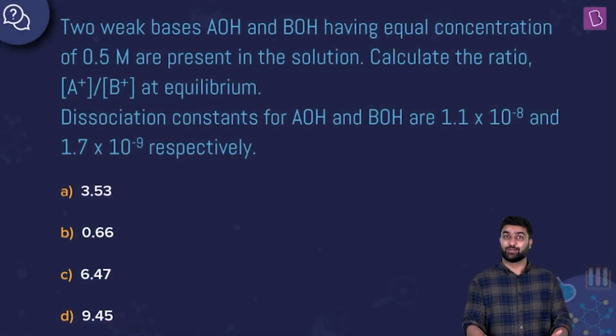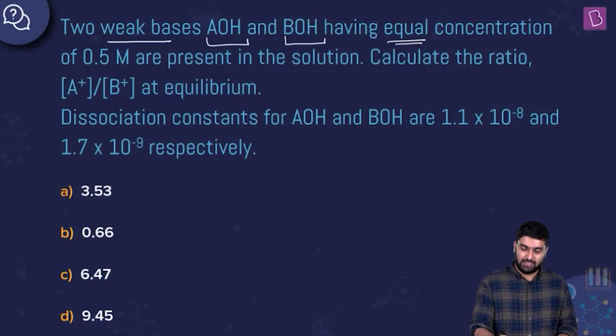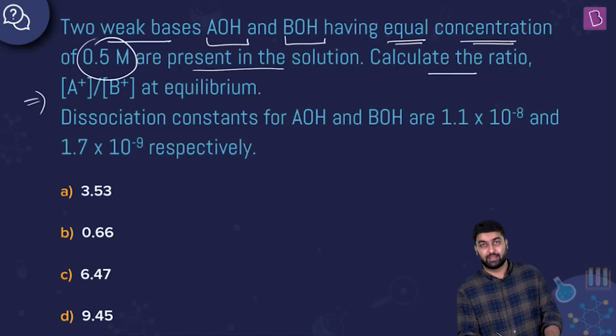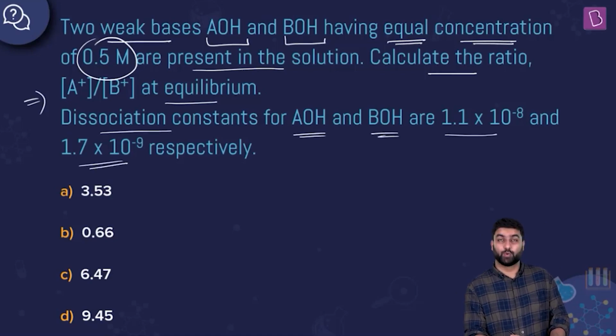All right, let's take a look at this question. What is it trying to say? It's saying two weak bases AOH and BOH have equal concentration of 0.5 molar. They are present in the solution. Okay. Calculate the ratio A plus by B plus at equilibrium. Dissociation constants for AOH and BOH are also provided.